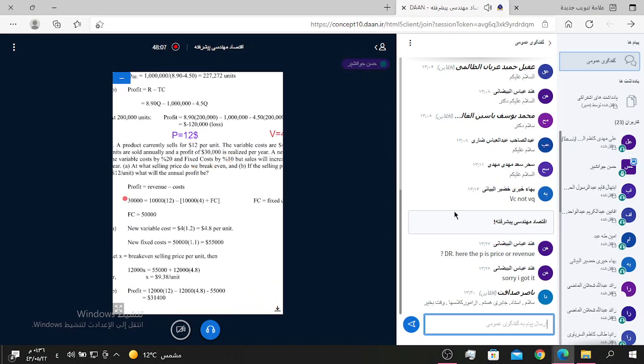First, we write profit is revenues minus cost. Given P, revenues is P multiple Q equal to 12 times 10,000.